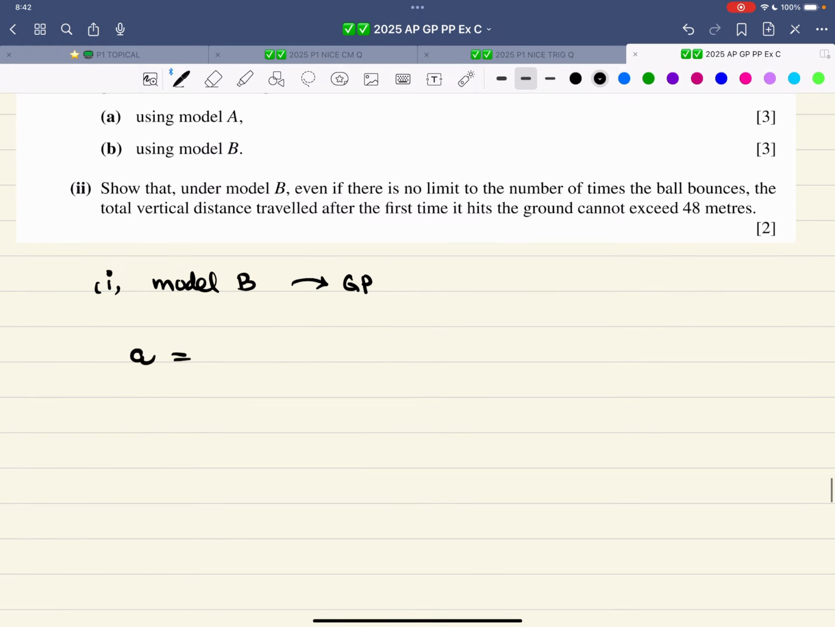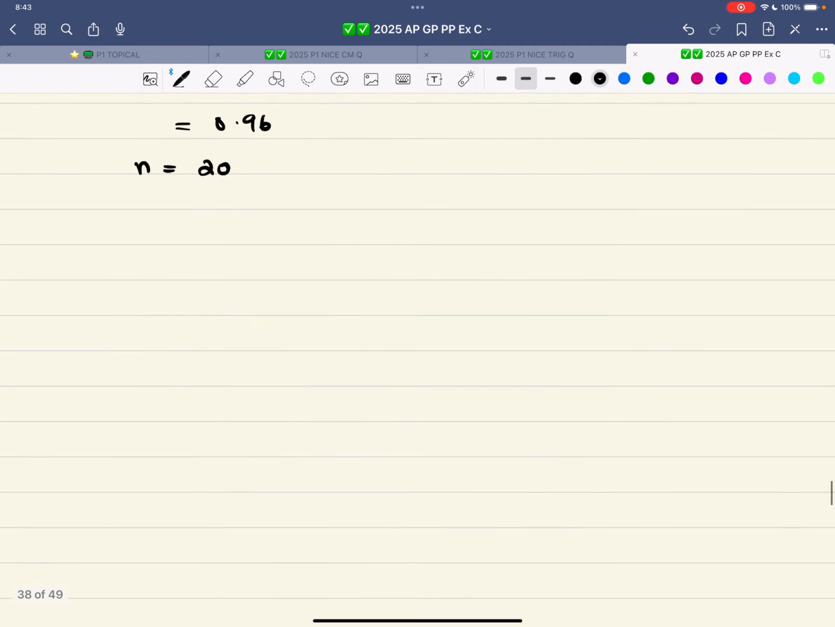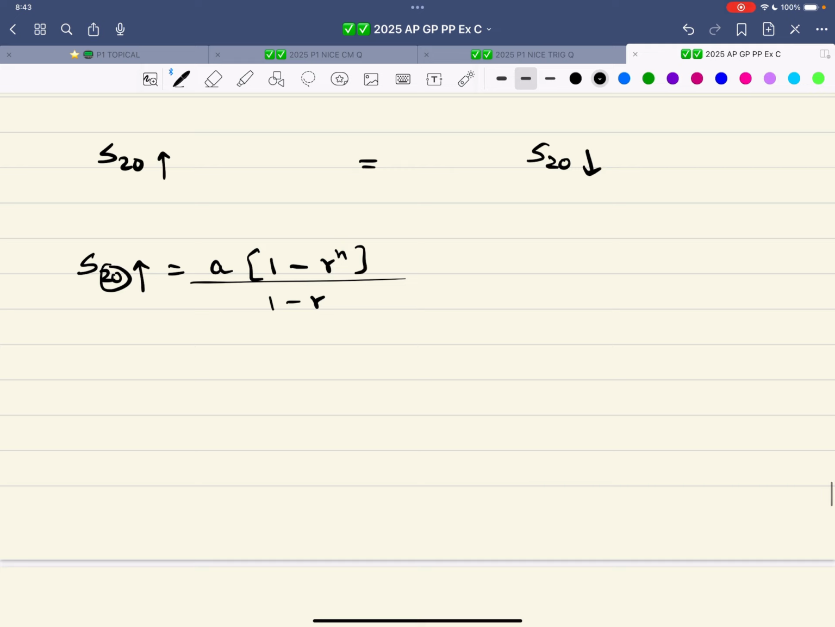And the first term is still 0.96. Common ratio is 1 minus 4%. That is the rule. If there is a decrease, that is also 0.96. Number of terms is 20. Again, sum of 20 terms going up, sum of 20 terms going down, they will exactly be the same. So sum of 20 terms going up, that is a, 1 minus r power n over 1 minus r. Over here, n is 20, that is 0.96, 1 minus 0.96 raised to power of 20 divided by 1 minus 0.96.